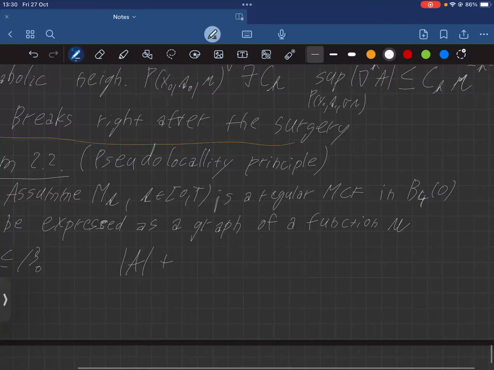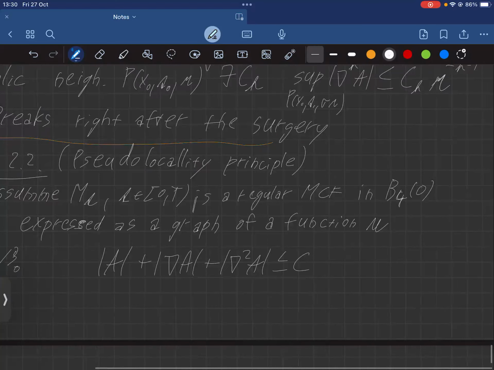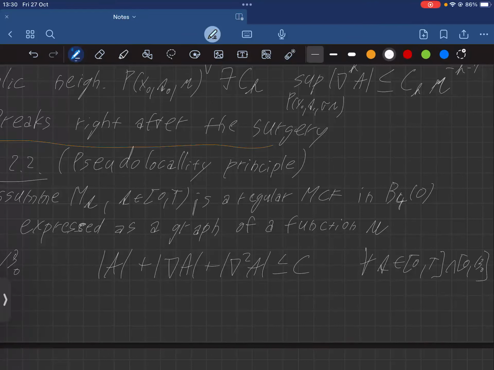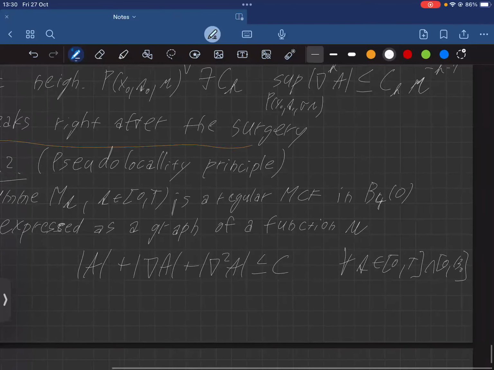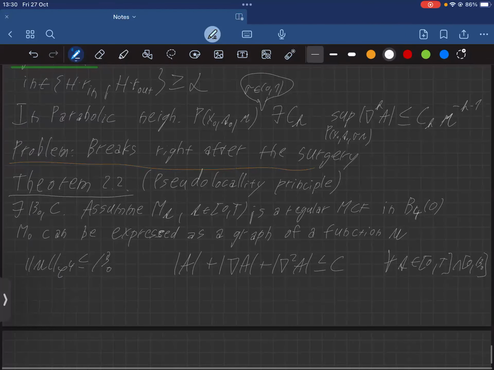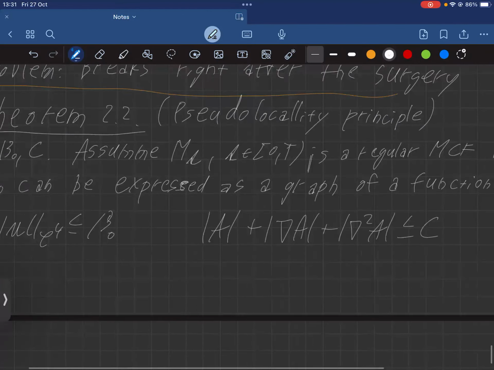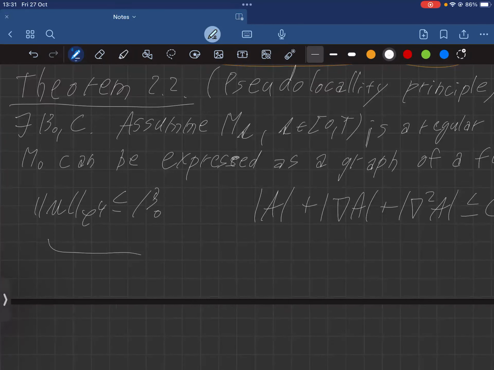The second fundamental form plus its gradient, second derivative, is smaller than or equal to C, either for the whole existence of the flow or from 0 to beta 0. But it doesn't really matter how far it is. It just means that for a small amount of time, we're going to apply the pseudo-locality principle right after the surgery. So just maybe a sketch.